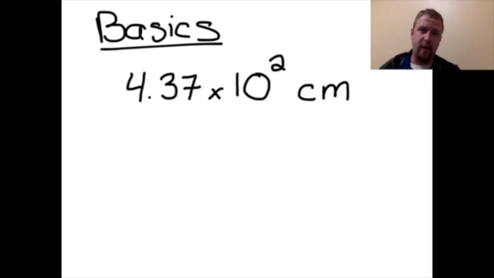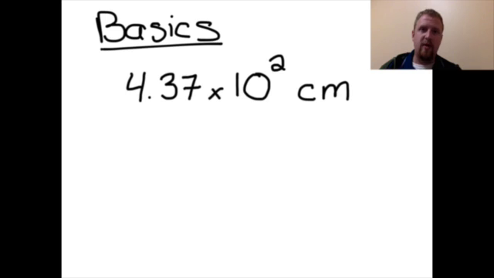Here's an example of scientific notation: 4.37 times 10 squared centimeters. Now, what we need to understand is that this is actually one number. It's one number. The format in which we have written it has some basic parts though. So let me outline those for you.